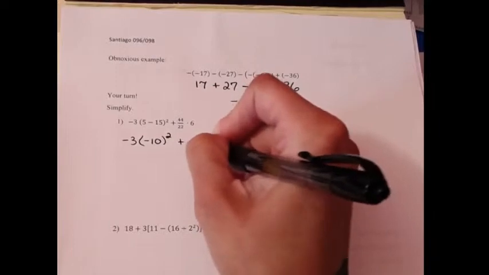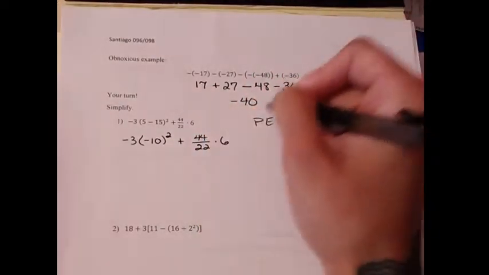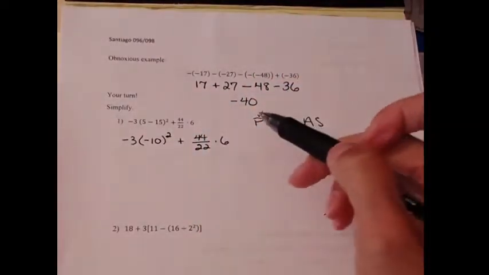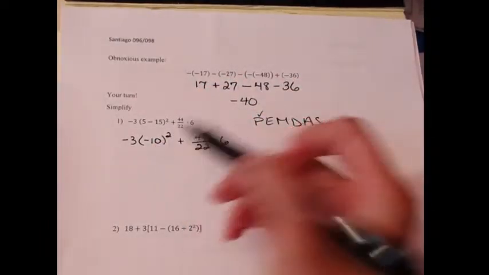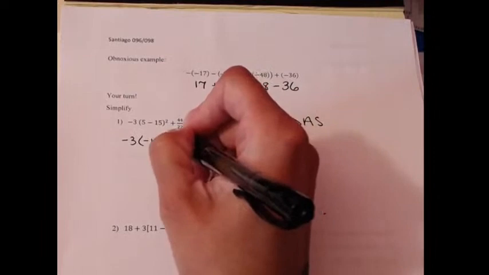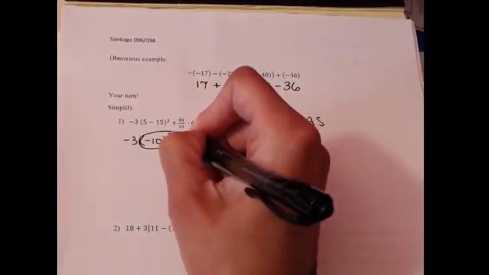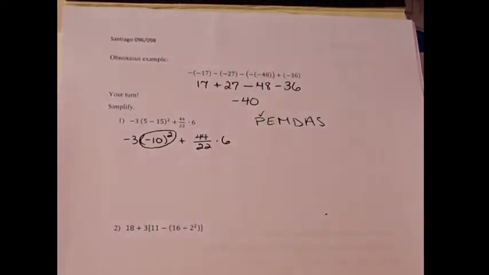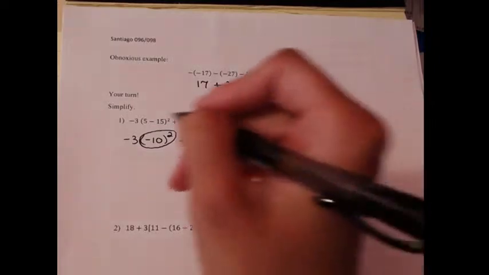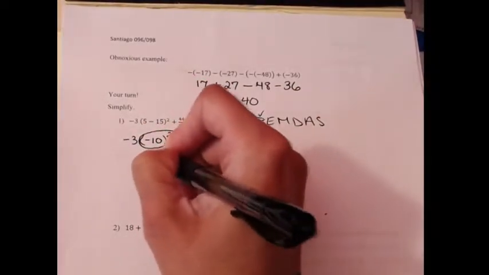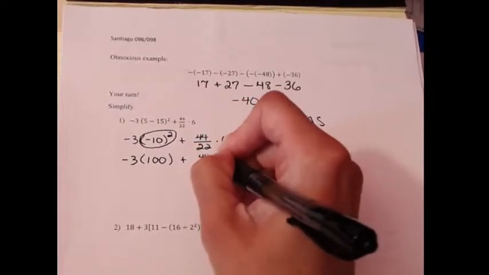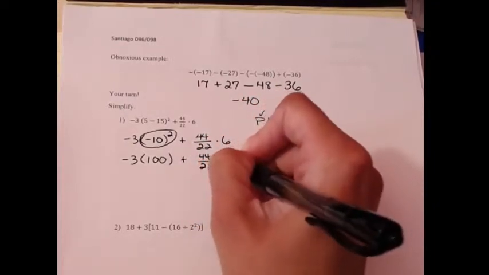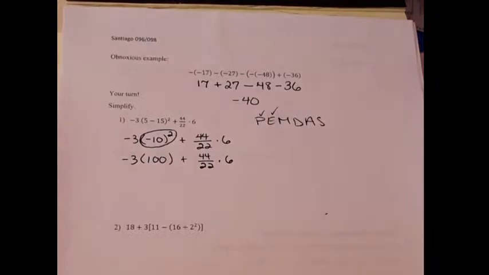We rewrite everything else. Let's put a little check mark. Let's move to the next step. E for exponents. We see here we have negative 10 squared. So I'm going to circle that just to kind of be a reminder that I'm squaring that quantity, negative 10. Negative 10 times a negative 10 is a positive 100. Perfect. Let's put a check mark there.